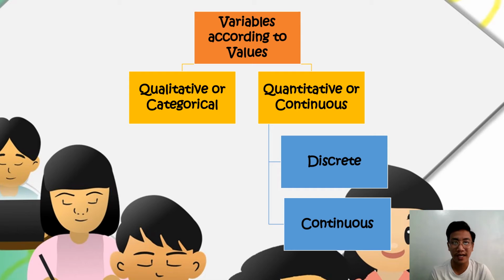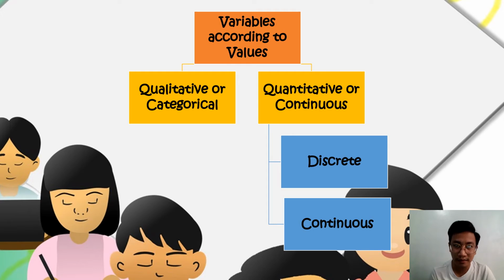Discrete variables are countable. These are countable whole numbers. It does not take negative values. Example of discrete variable are number of students in class, group size, number of pencils in a box, number of students in a school. Those are countable and are considered as discrete variable.